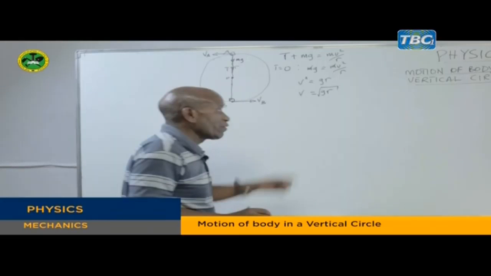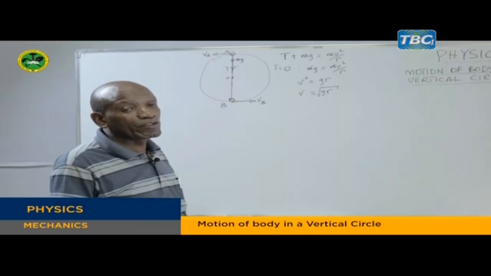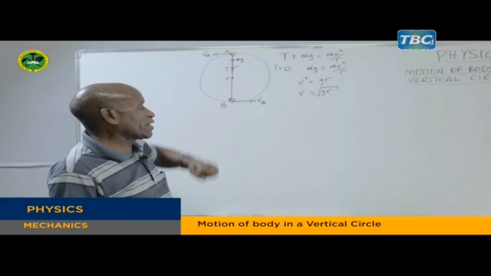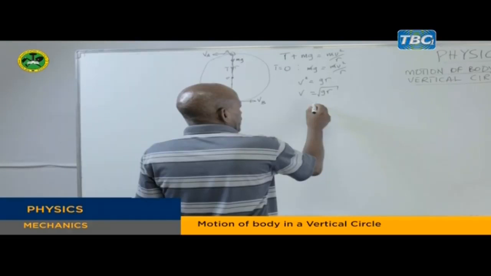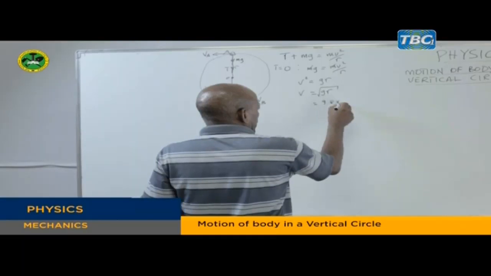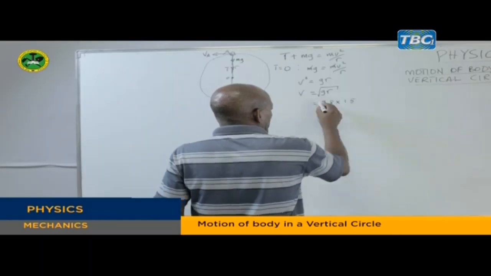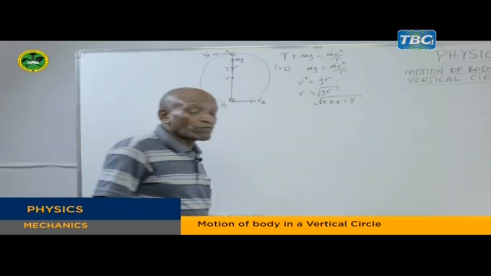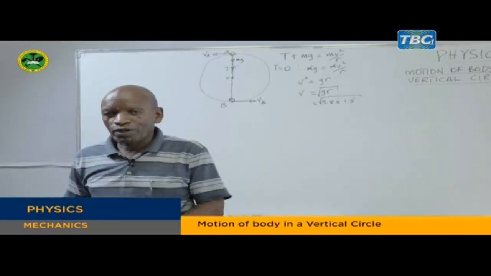Now we need just to calculate this to determine what will just be the minimum velocity whenever a bucket passes at the top. The g there is 9.8 and the radius is 1.5 meters. We just look for the square root of that particular expression.